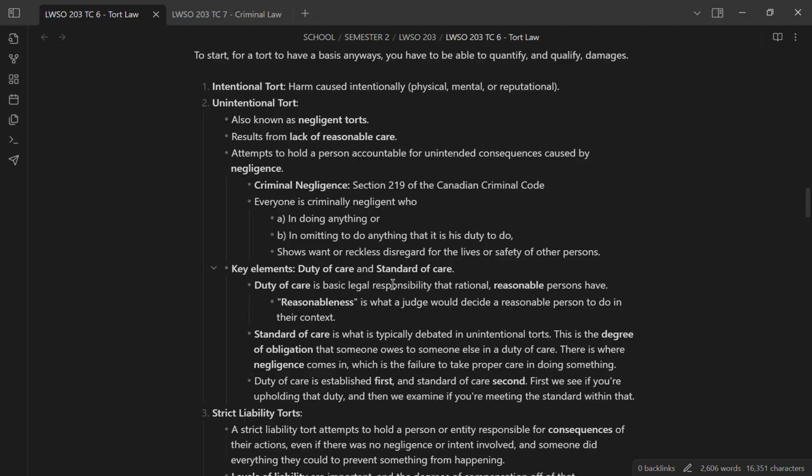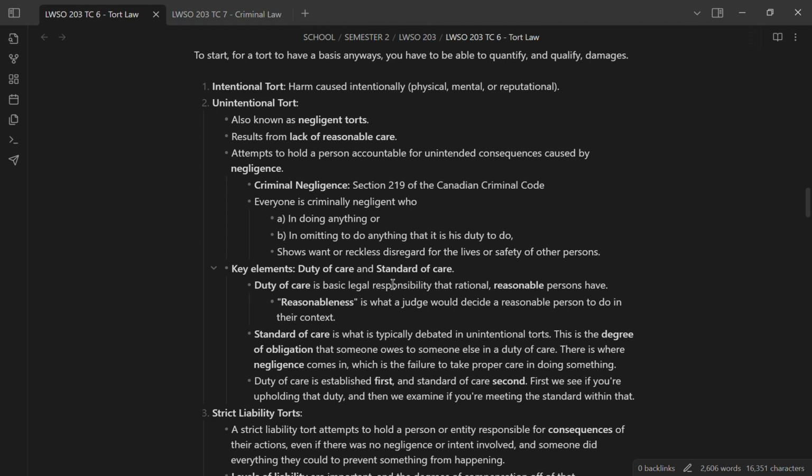So just one more time, before we get into duty and standard of care, unintentional torts are negligent torts, unlike intentional torts, which require you to prove intent. Unintentional torts are negligent torts that result from a lack of reasonable care, where you're holding someone accountable for the unintended consequences of their actions. Your ability to do that is defined in Section 219 of the Criminal Code, where it says everyone is negligent who, in doing anything or in omitting to do anything that is his duty to do, shows wanton or reckless disregard for the lives or safety of other persons. I hope you got that after all of my rambling.